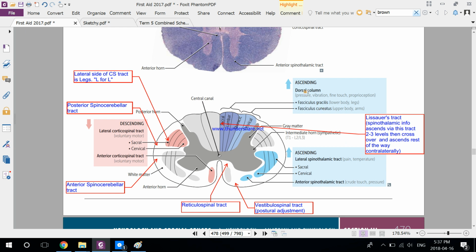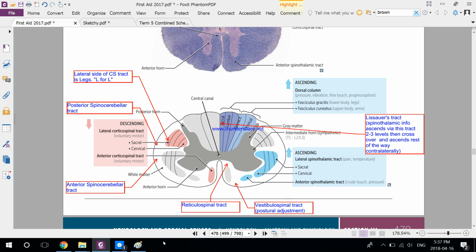Now, if I lesion one of the ascending tracts called the dorsal column, or if I lesion the lateral corticospinal tract, which is for motor, I'm going to get functional deficits on the same side of the lesion, which is ipsilateral. However, if I lesion the lateral spinothalamic tract, I'm going to get deficits not on the same side, but on the opposite side, two levels below the actual lesion.